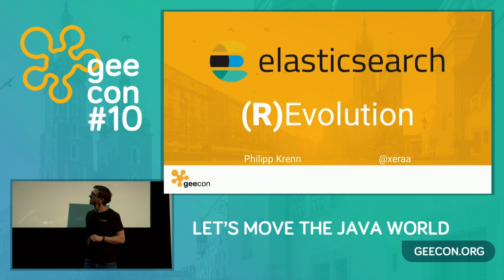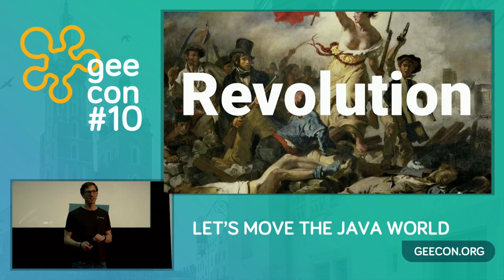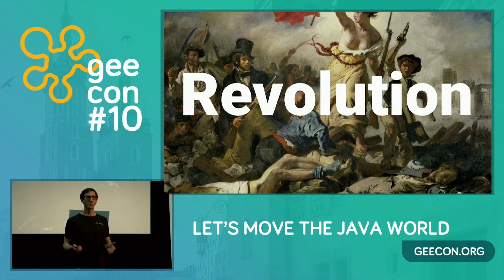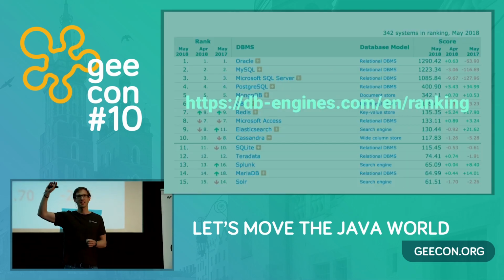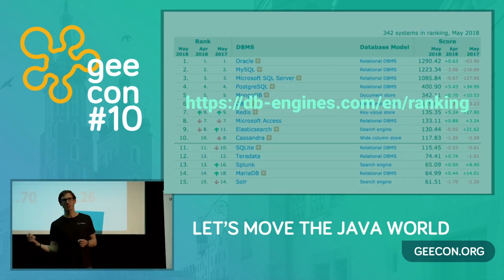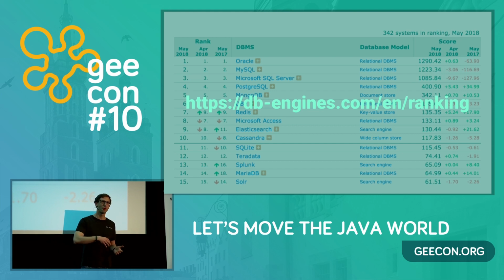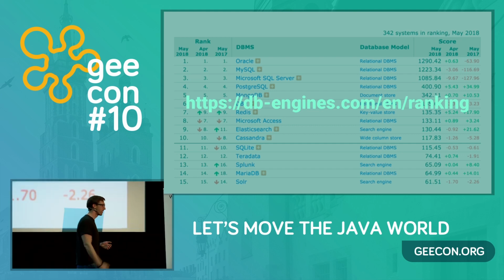Which I think is kind of the fitting picture. At first, there's always the revolution of how systems get started. So who knows this site? dbengines.com, anybody? It's like the Tiobe index for data stores. The Tiobe index is for programming languages. This one is for data stores, and you can see how popular databases are.